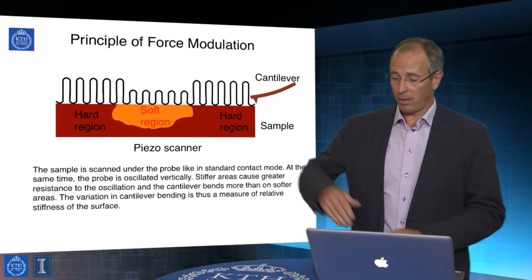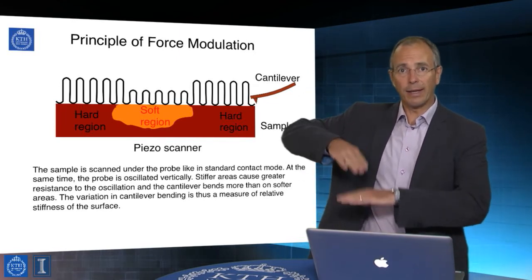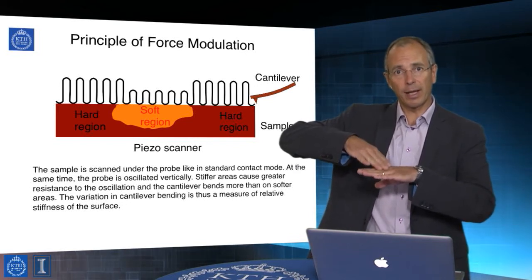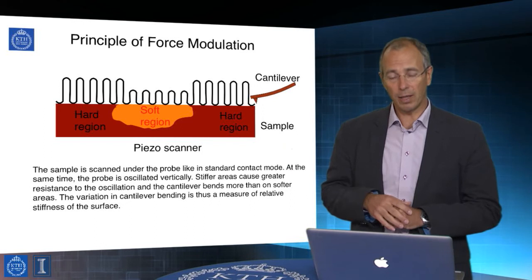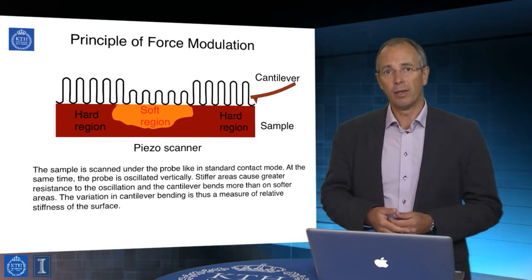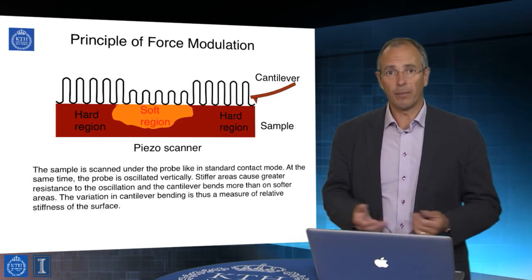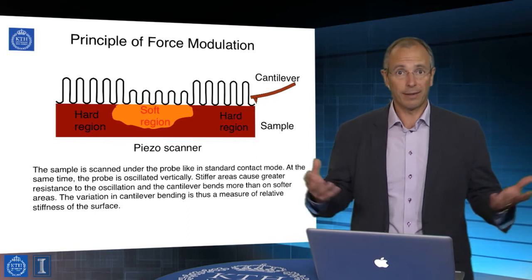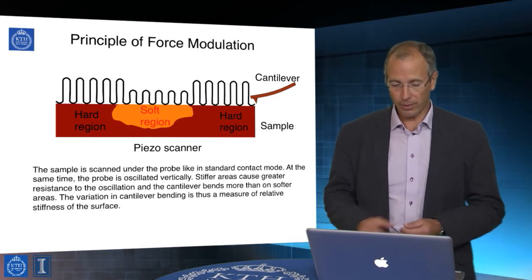So rather than staying off the surface and tapping, it actually involves sliding along the surface, but oscillating the cantilever while in contact, and then looking essentially at the damping properties of the surface on the cantilever. So softer materials will damp the vibration more. And that's what you're using then for feedback and resolution.